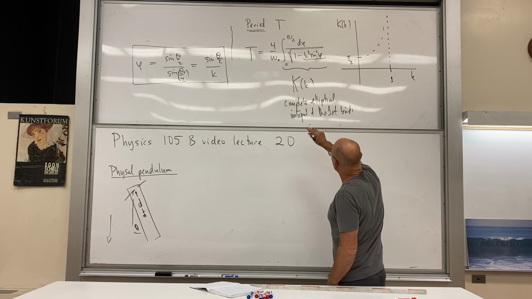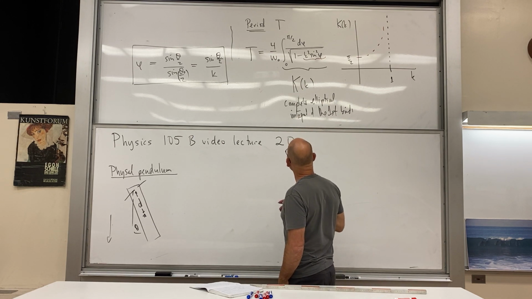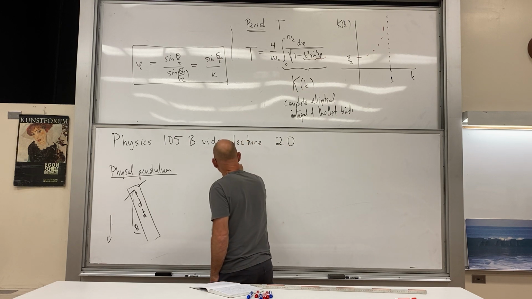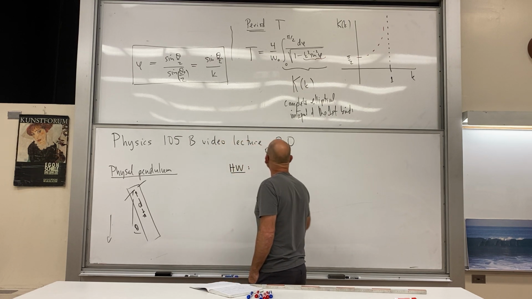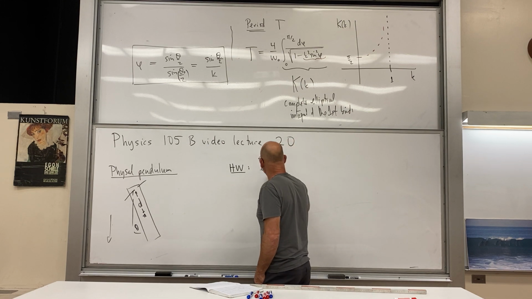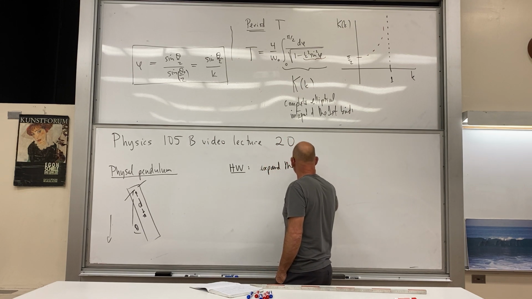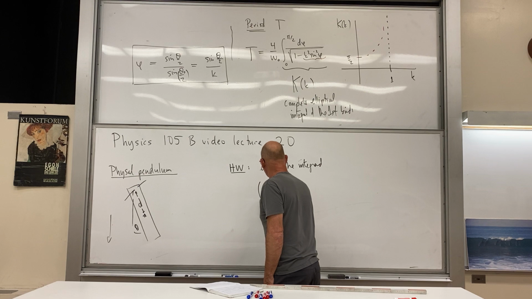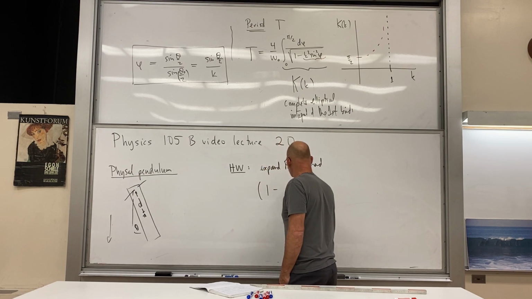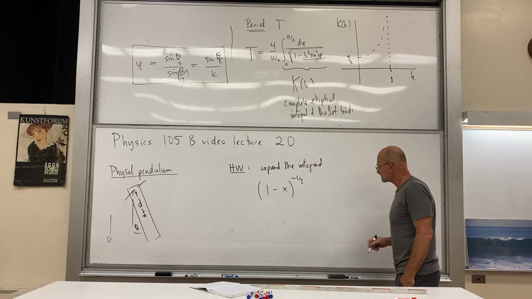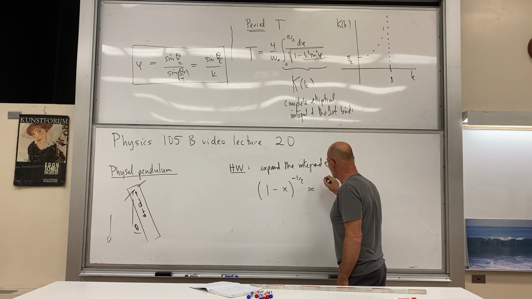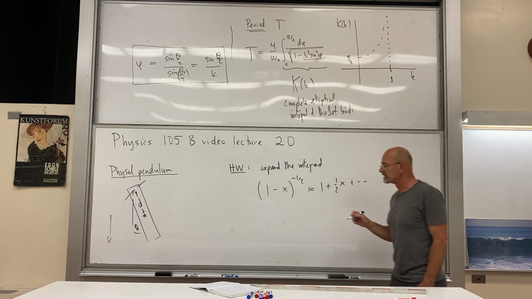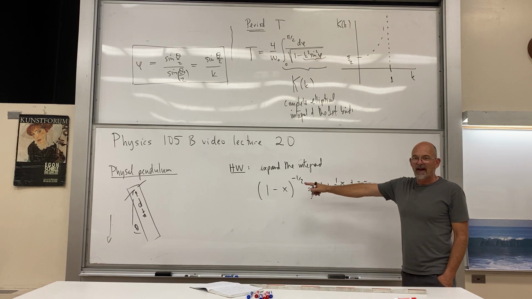So you can do a lot of things with this, but we want to get the next approximation. So the homework is to expand the integrand. What we're going to look at is 1 minus x to the minus 1/2. And that'll be 1 plus 1/2 x plus and so on. So go ahead and do that.